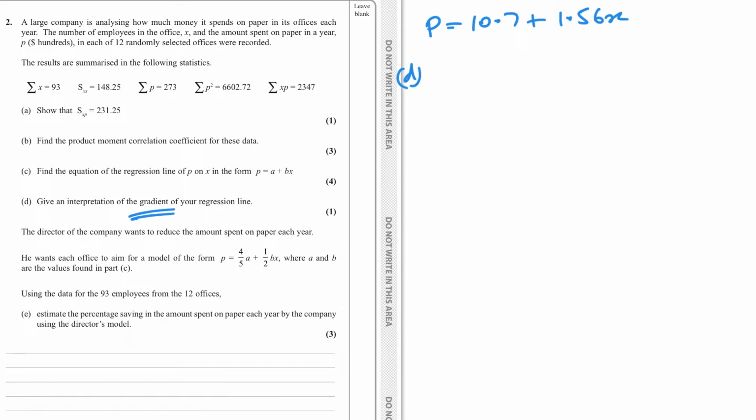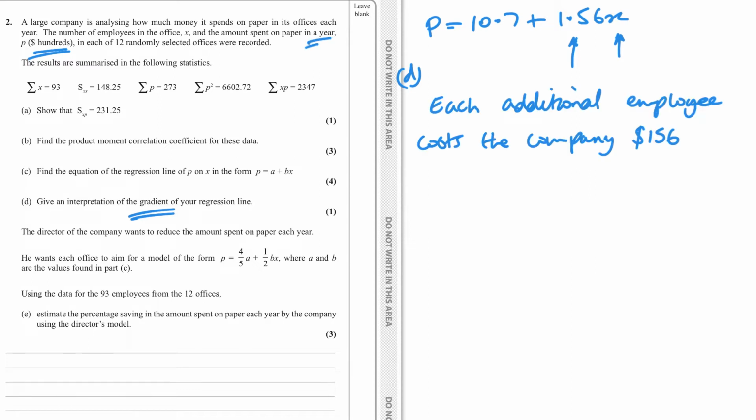So every time I increase X, I'm increasing the amount of money spent by 1.56. This is in hundreds of dollars. So 1 would be 100, so 1.56 would be $156. So each employee, each additional employee costs the company an extra $156. And then finally, we know it's in a year, so just want to finish with per year. And that's pretty much it for D.